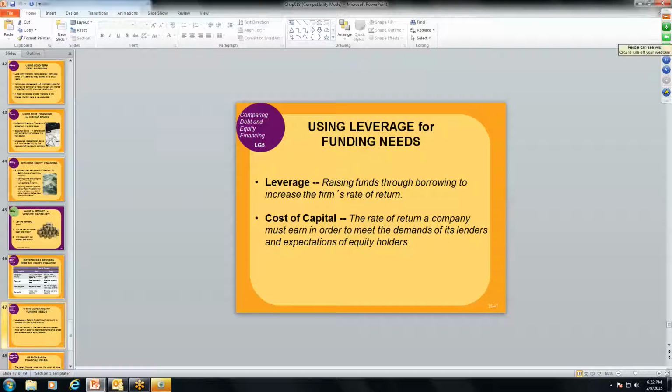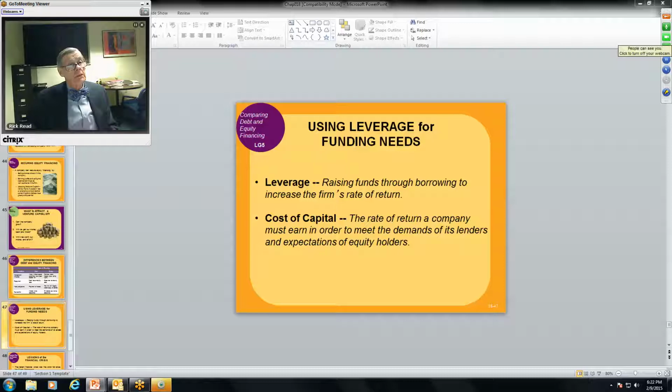Leverage funds, that's just raising money through increasing the firm's rate of return or getting money from employees and stockholders, but mostly employees, sometimes management and employees. When I speak of employees, I mean rank and file employees. Cost of capital is the rate of return that you have to put out to be able to satisfy the lenders.